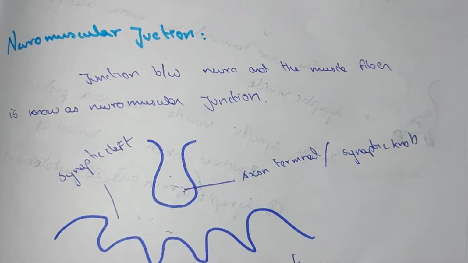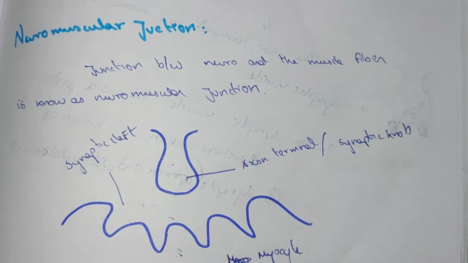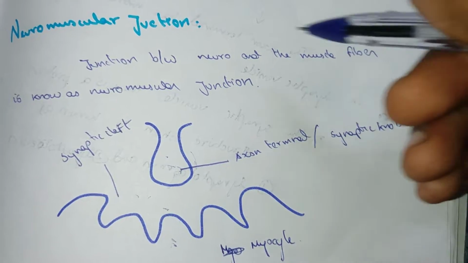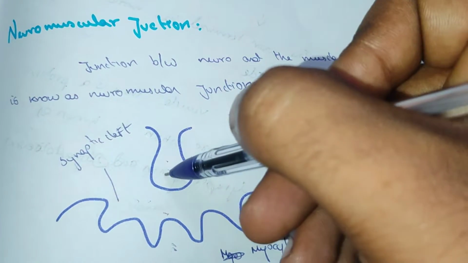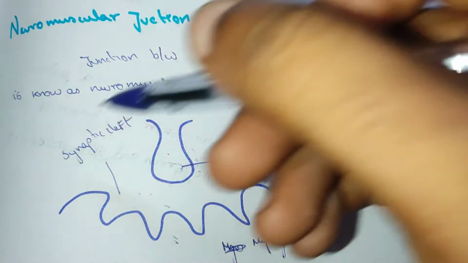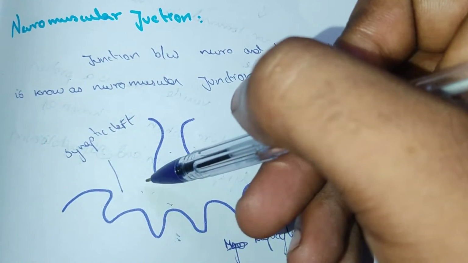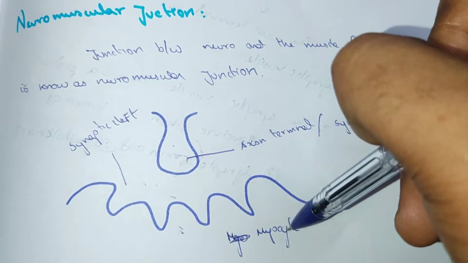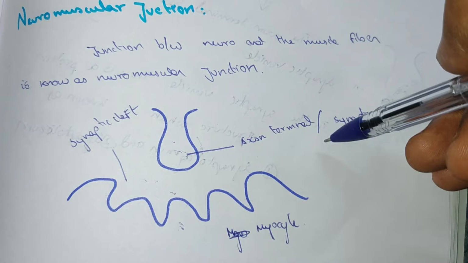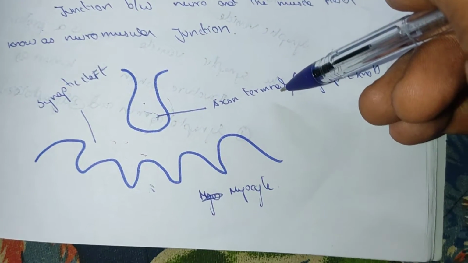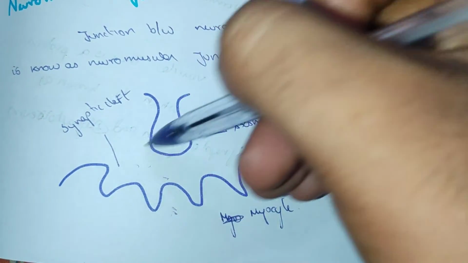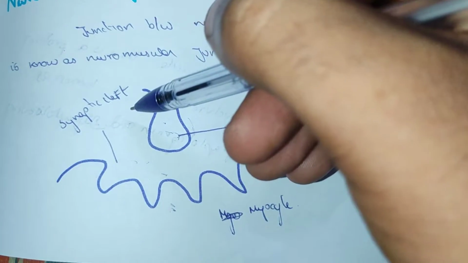Now we will see about the topic which is the neuromuscular junction. The junction between the neuron as well as the muscle fiber is known as the neuromuscular junction. This is the axon terminal of the neuron, and this is the synaptic cleft in between, and the muscle fiber, which is the myocyte. The cells of the muscle are known as myocytes. The axon terminal means the neuron's ending, and in between it is known as the synaptic cleft.